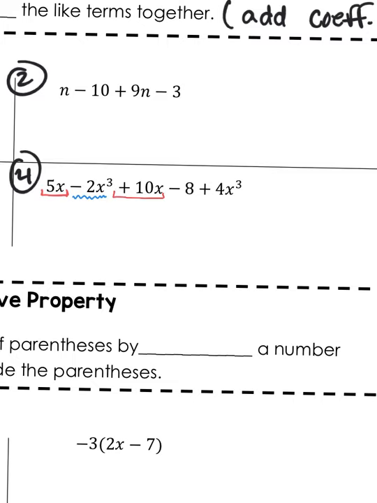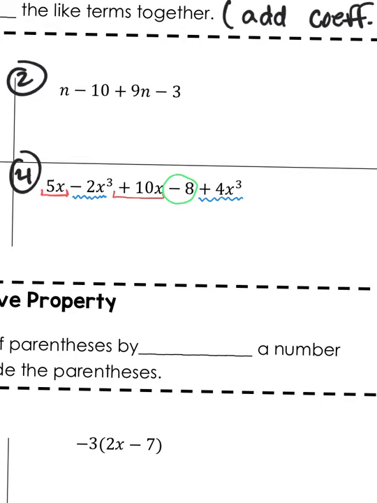My next term is negative 8. Well, that doesn't have a variable. Those can't be like terms. But the last term, positive 4x to the third power, does have a variable. Same variable, same exponent. And the constant, negative 8, does not have any like terms.